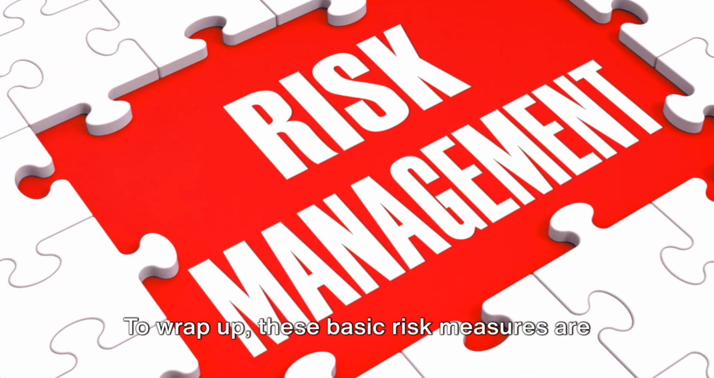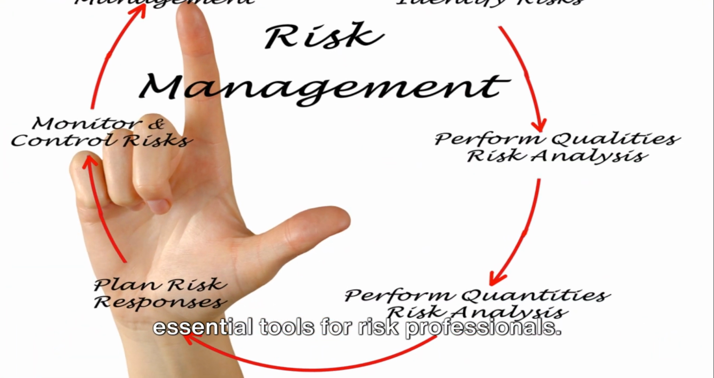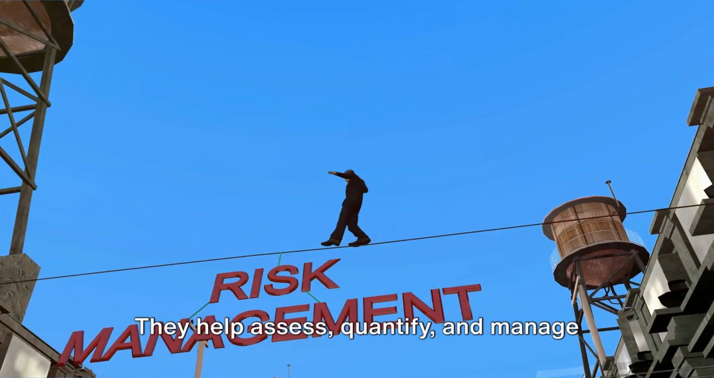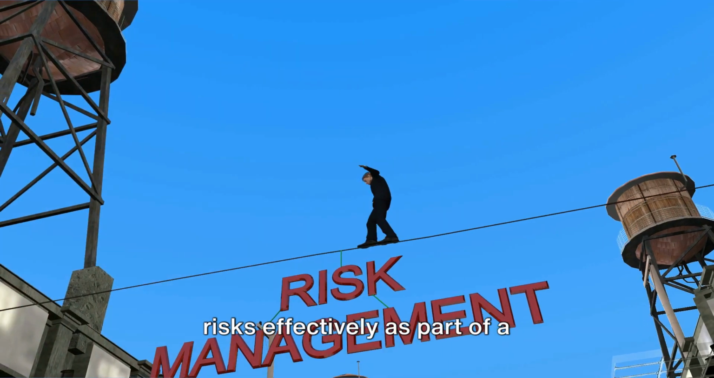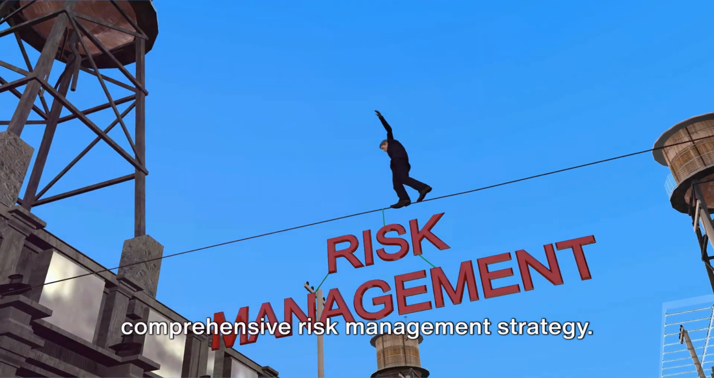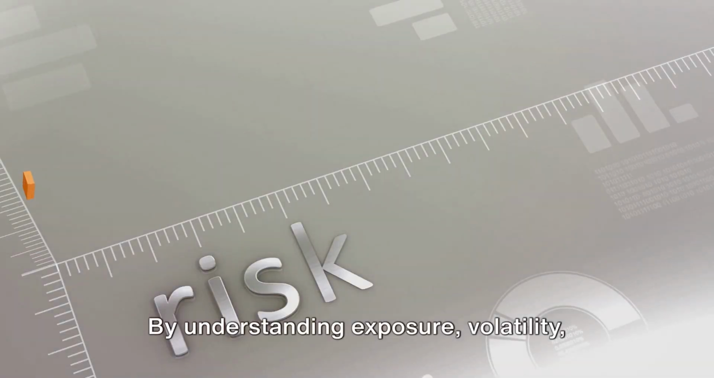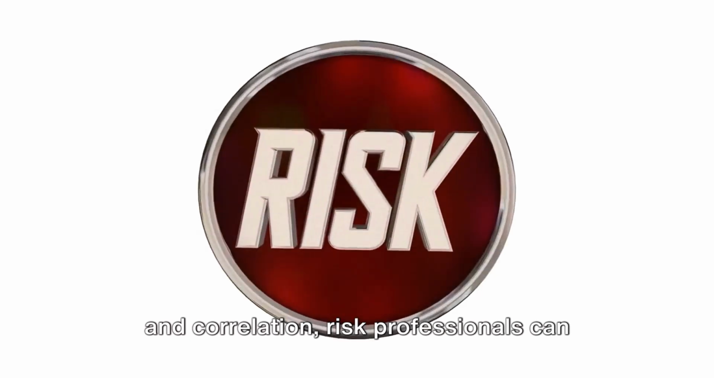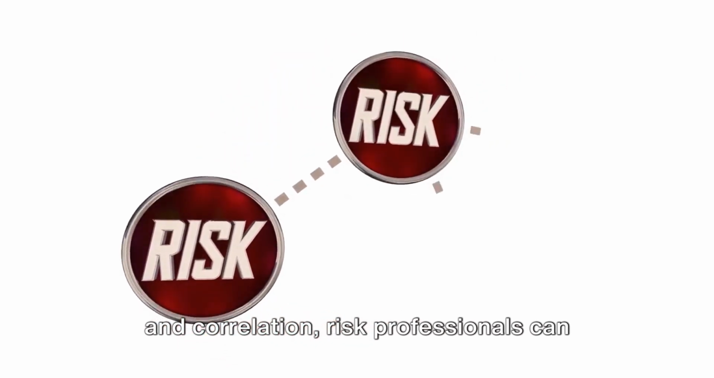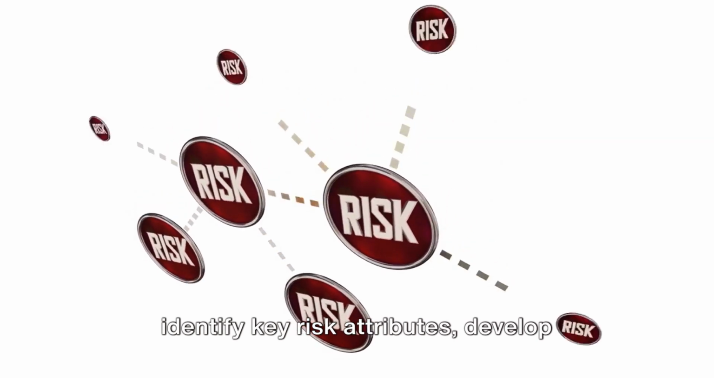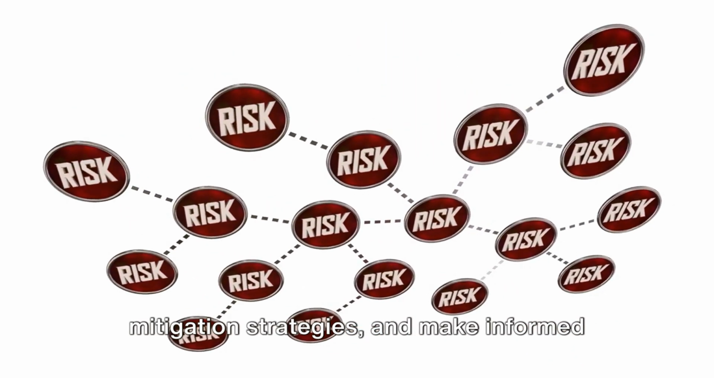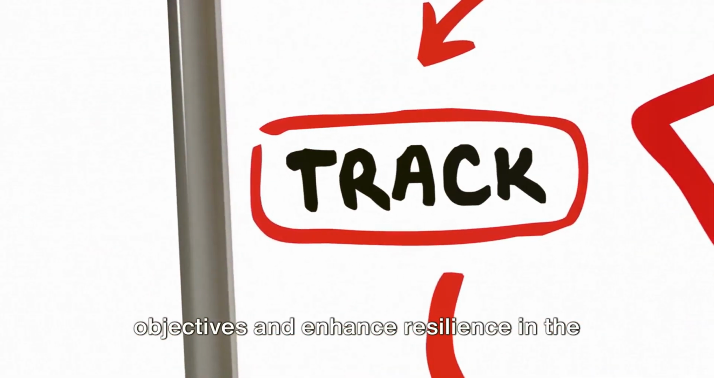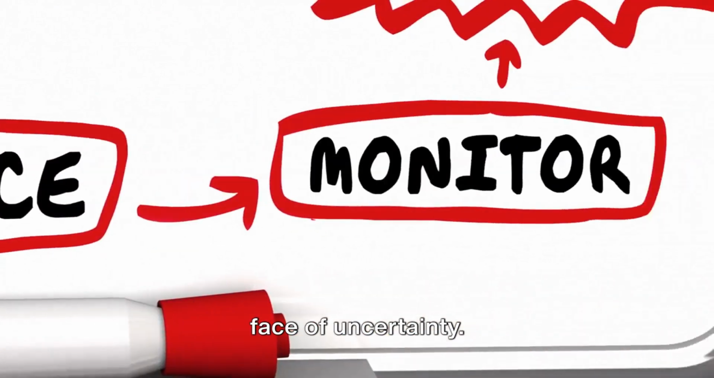To wrap up, these basic risk measures are essential tools for risk professionals. They help assess, quantify, and manage risks effectively as part of a comprehensive risk management strategy. By understanding exposure, volatility, likelihood, consequences, time horizon, and correlation, risk professionals can identify key risk attributes, develop mitigation strategies, and make informed decisions to protect organizational objectives and enhance resilience in the face of uncertainty.